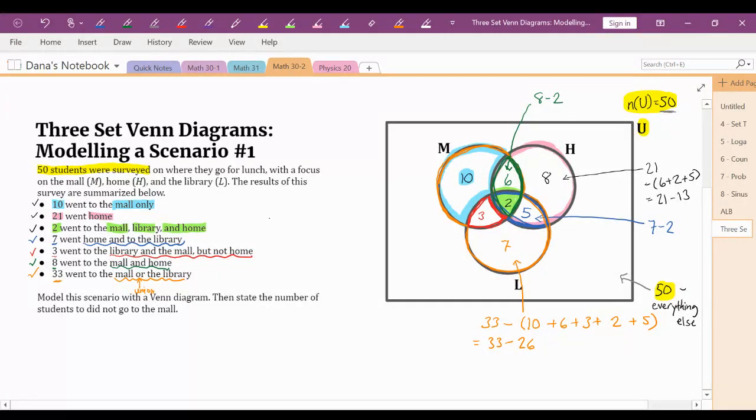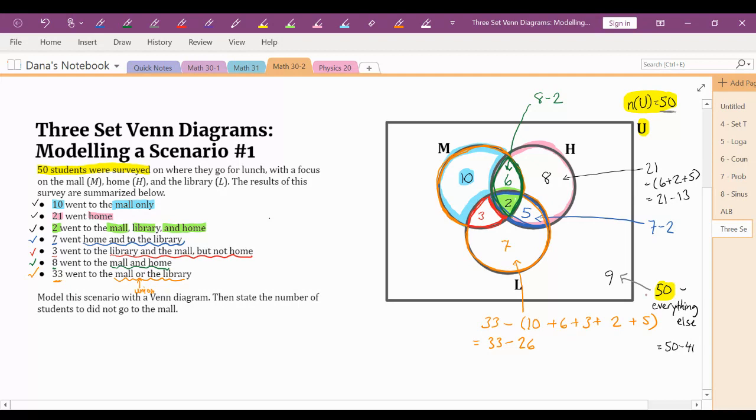Sorry, that's kind of messy. So I'm going to add up everything that's already there. So it's the 10, the 6, the 8, the 3, the 2, the 5, the 7. So that gives me 50 minus 41, which is 9.